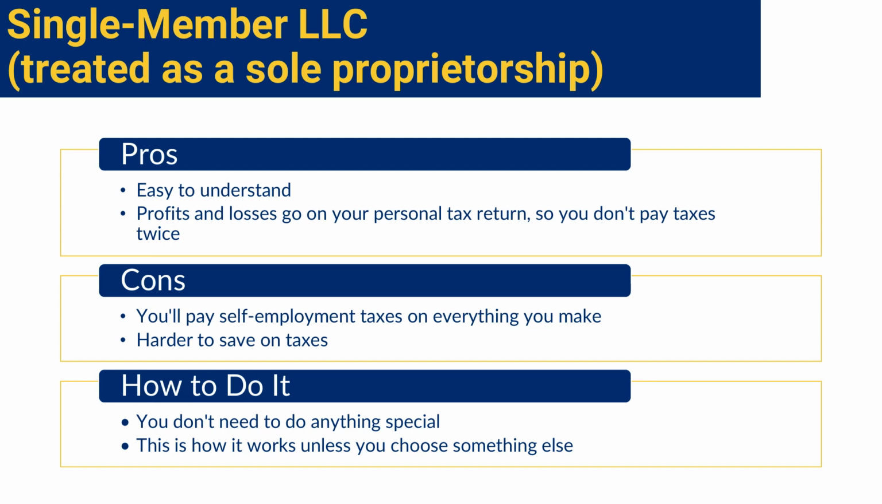The pros are it is easy to understand and your business's profits and losses go on your personal tax return, so you don't pay taxes twice. However, there are cons. You'll pay self-employment taxes on everything you make, and it's harder to save on taxes. To do it, you don't need to do anything special. This is how it works unless you choose something else.